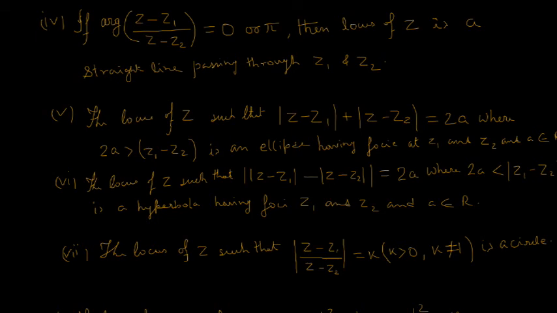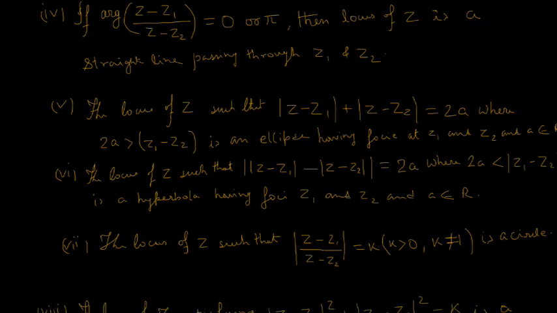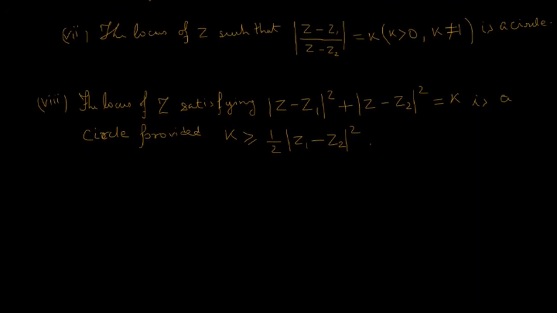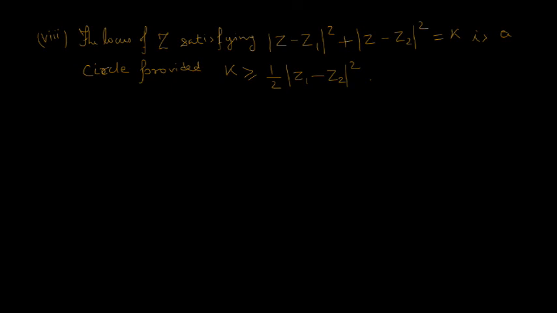Point number 7, the locus of z such that modulus of z − z1 upon modulus of z − z2 is equal to k, where k is greater than 0 and k is not equal to 1, is a circle. The locus of z satisfying modulus of z − z1 whole square plus modulus of z − z2 whole square is equal to k is a circle provided k is greater than or equal to half modulus of z1 − z2 whole square.